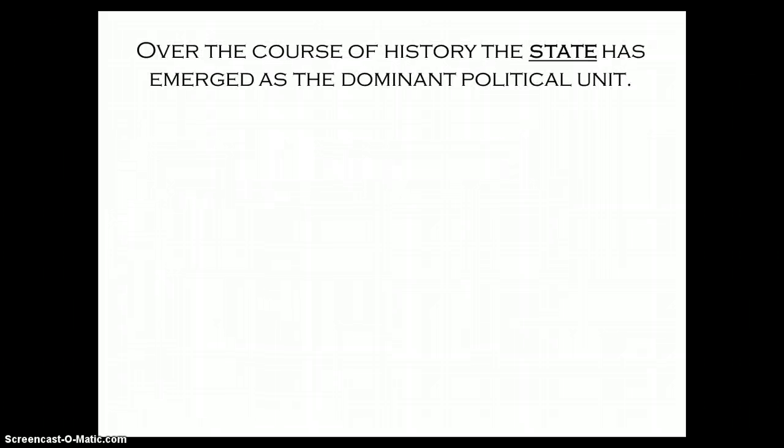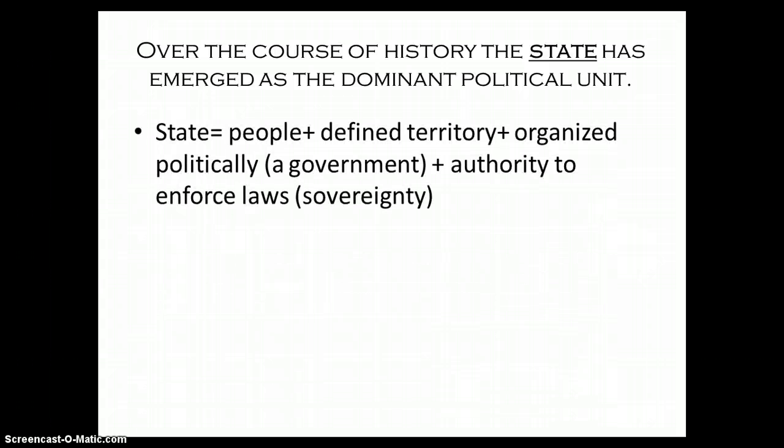So let's get started. The first concept that we're going to talk about is the state. Over the course of history, the state has emerged as the dominant political unit. And in order for something to qualify as a state, they must have four components. The first is people. They must have citizens that live within their defined territory. They must also have an organized government, and they must also have authority to enforce their laws. That means that they must be independent from any other country, any other state, any other political entity to enforce their laws.